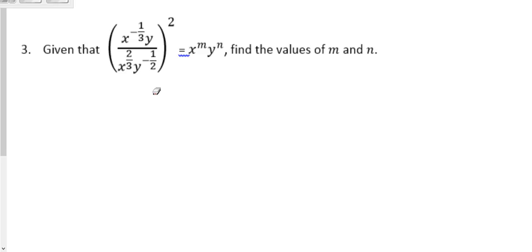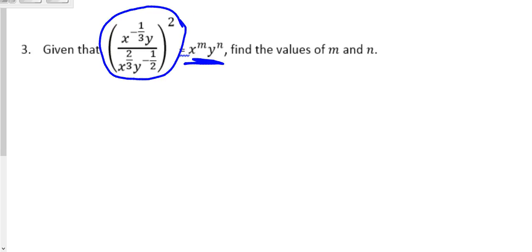Let's continue by looking at number 3. Again, in this problem, our goal is to simplify, and they give us something to shoot for. We want our answer eventually to look like this. So when we're done simplifying, we need to make sure that our exponents and our variables are in that form. So when we look at this problem, we need to simplify.